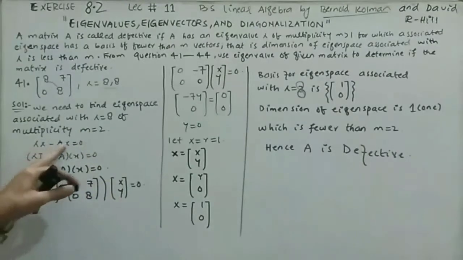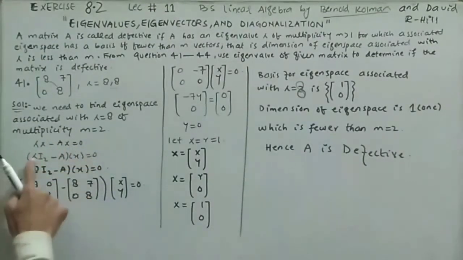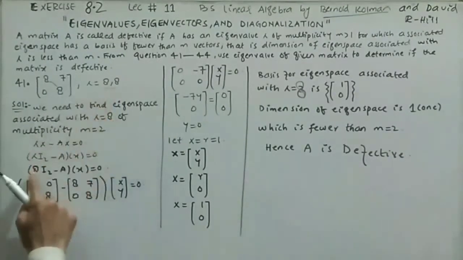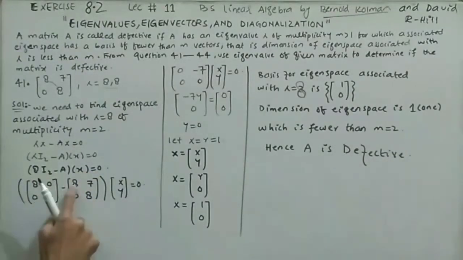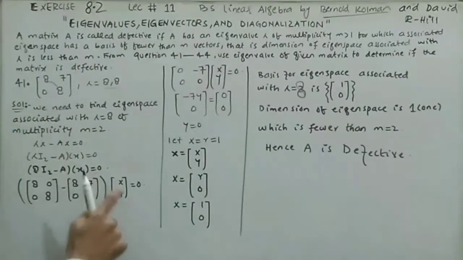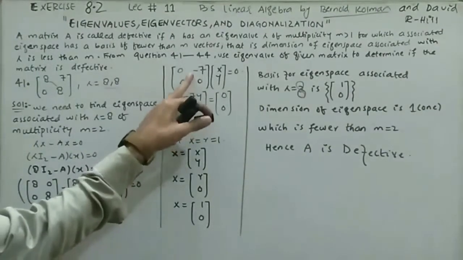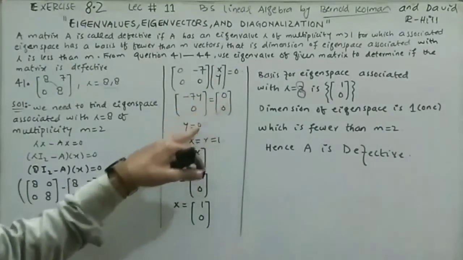So lambda x - Ax = 0. Take x common, we are left with (lambda I2 - A)x = 0. By plugging in lambda = 8 over here, it becomes (8I2 - A)x = 0. So 8 into I2 gives us this, minus A is the original matrix, into x which is (x, y) equals 0. By subtracting these two matrices, it will give us this matrix. By multiplying this with this, it will give us this matrix. So -7y = 0, it means y is 0.